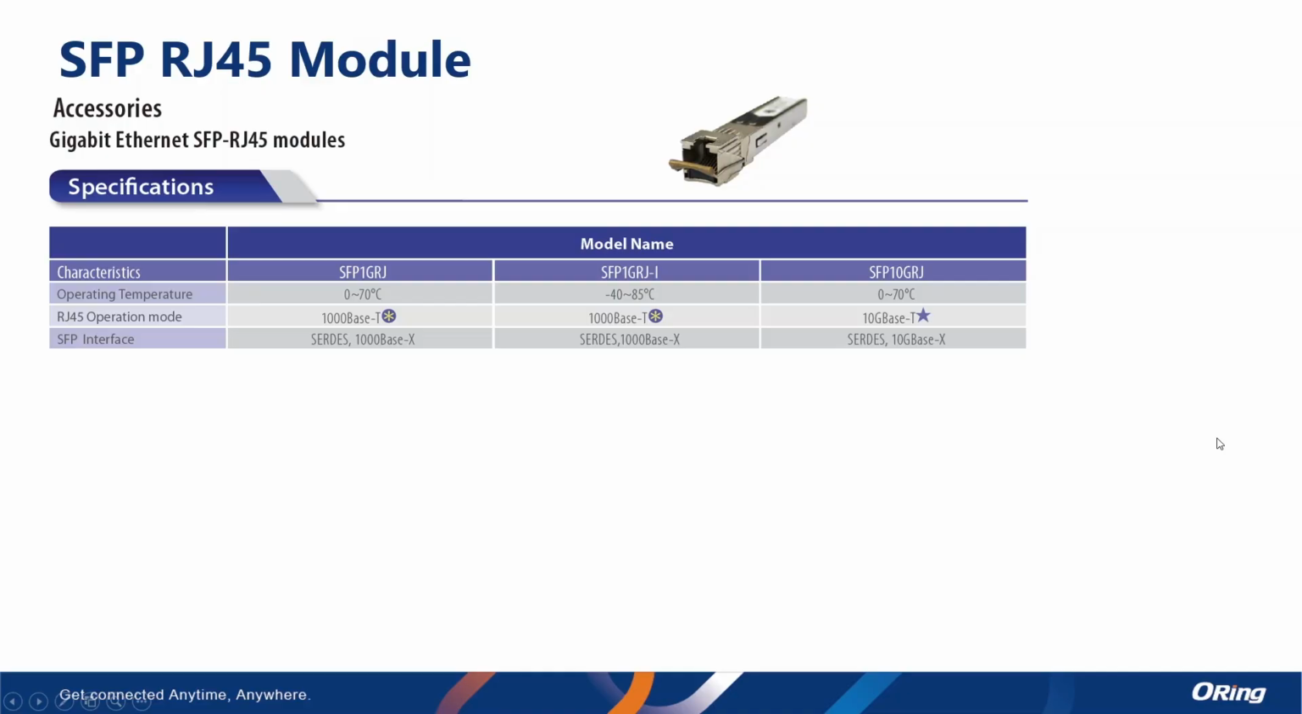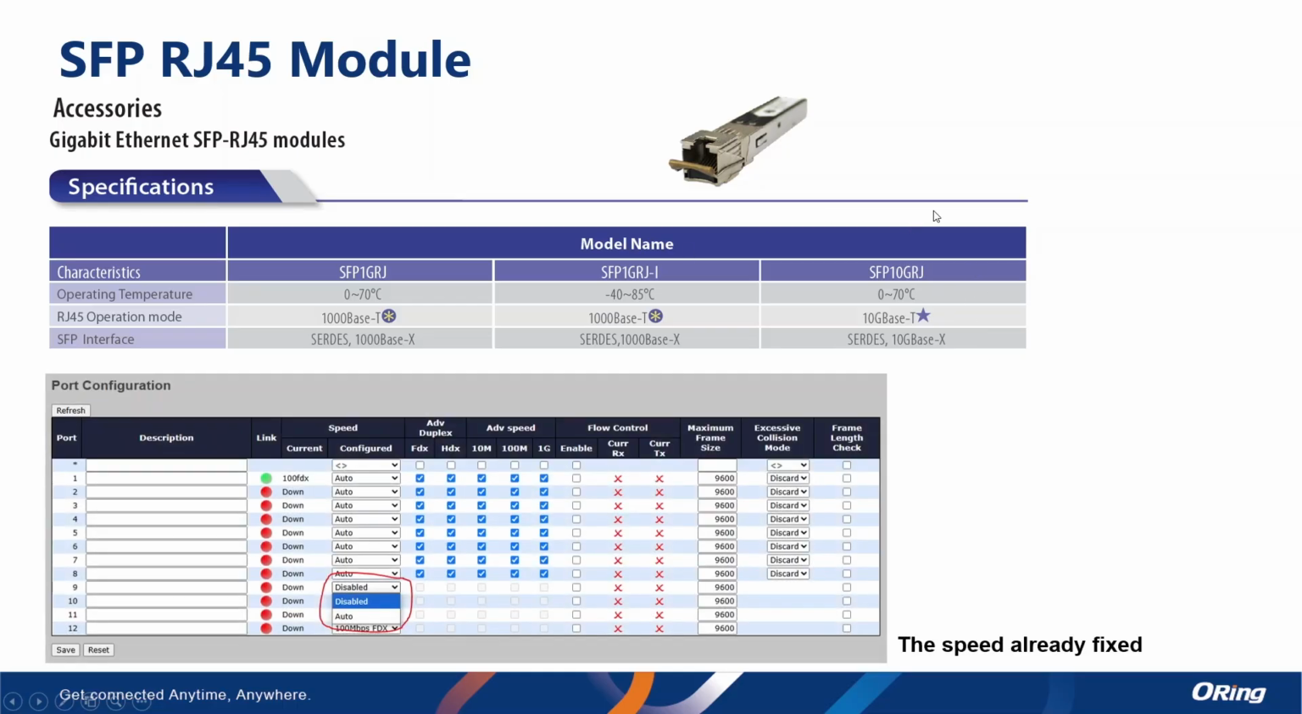The next one is the SFP RJ45 module. It just connects our RJ45 into the SFP module. We have three different types here, supporting 1G and 10G. We have SFP1GRJ, and the dash I means industrial. The difference is in the operating temperature. If the module has dash I, or industrial, it can support from minus 40 degrees until 85 degrees Celsius. We also support SFP 10G RJ. It's a 10G-based transceiver.